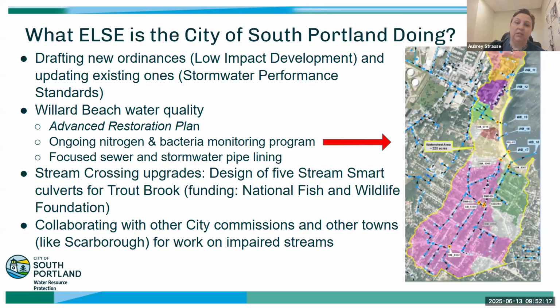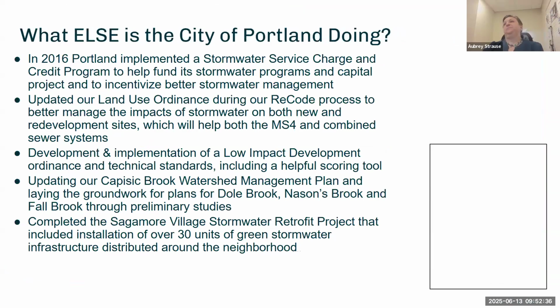We are also continuing to look for ways to improve stream crossings. Trout Brook, many of you guys know Trout Brook. There's 5 different culverts that are undersized or just not passable for habitat. We're working on a project with that right now. And we also work really closely with other cities and towns on their streams that cross our boundaries.